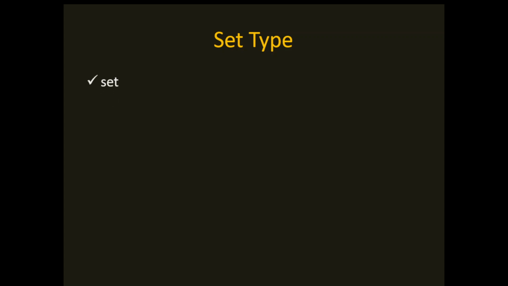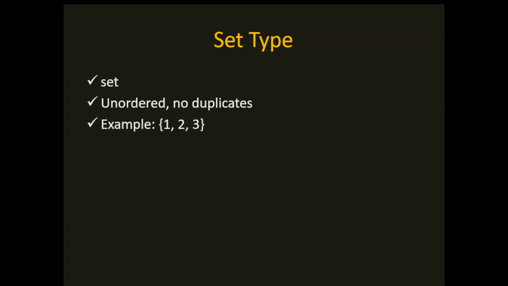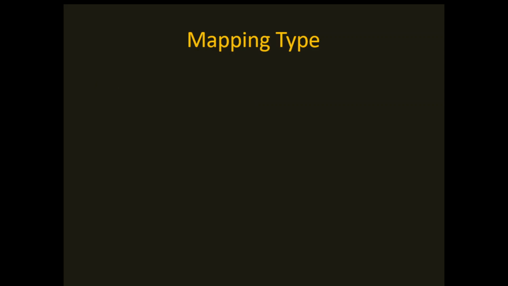Then we have set type. The keyword is set. A set is unordered and will not have duplicate values. In a list, you can have duplicate values, but in a set, duplicate values are not allowed. Like a list, a set is also mutable. A list is represented within square brackets, but a set is represented within curly braces.